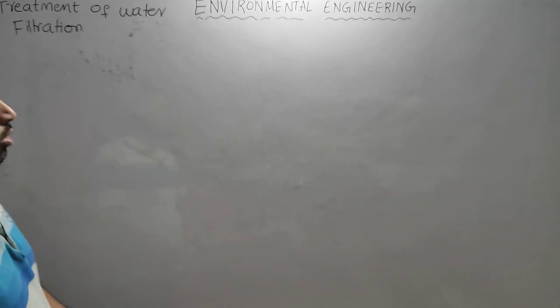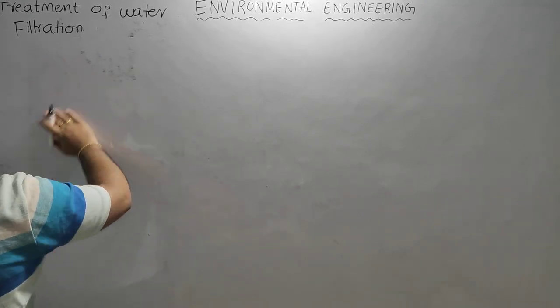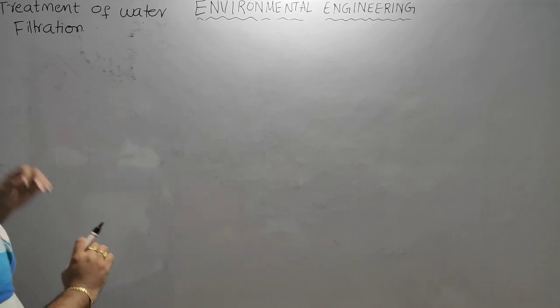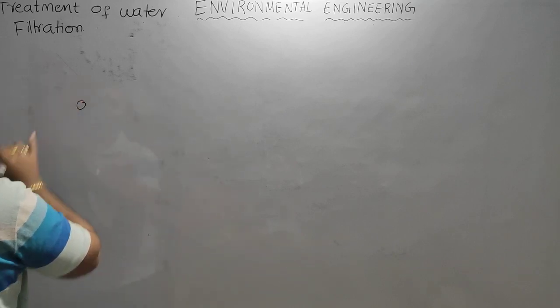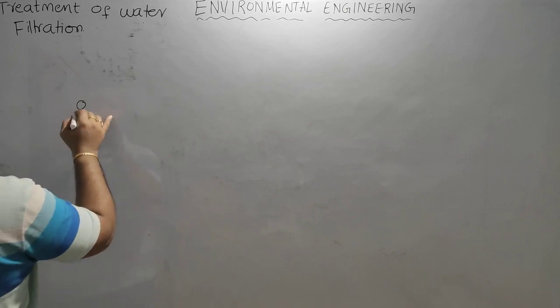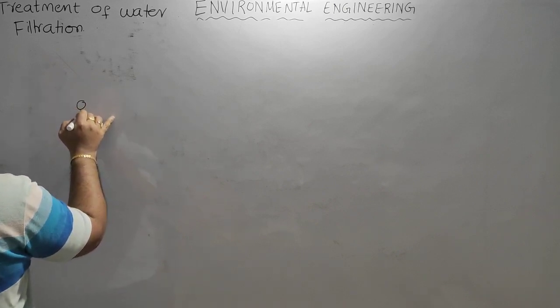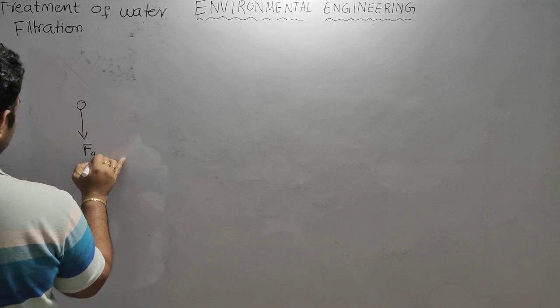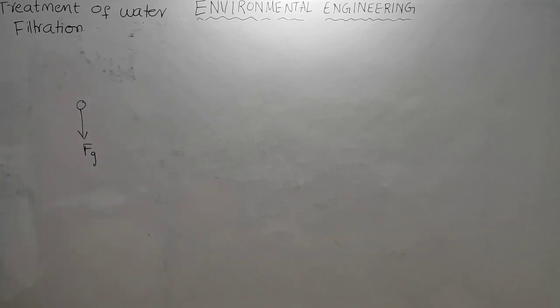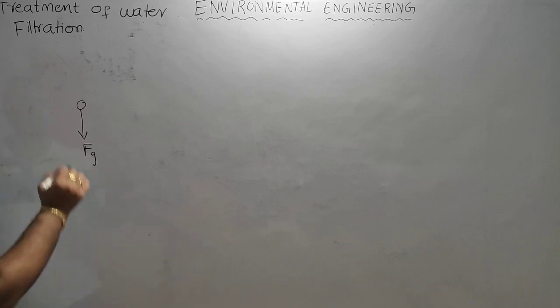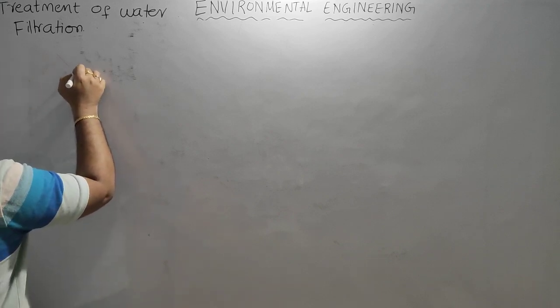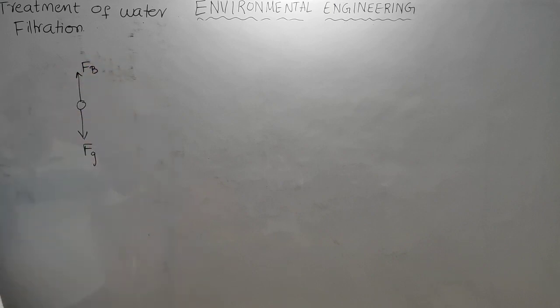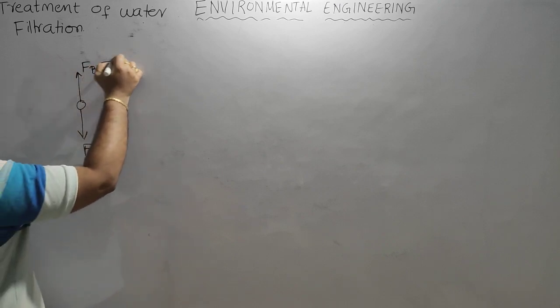So there will be impurity as well as sand particles. If you take a sand particle of the filter media, this is a filter media particle. This filter media particle will have its self weight, gravitational force, and on this filter particle we are applying the backwashing force. This is called the force of backwashing.